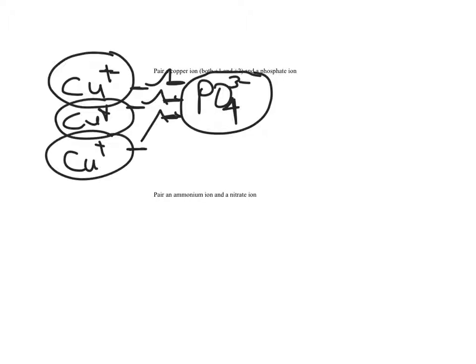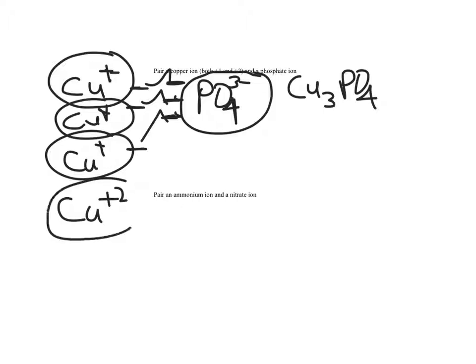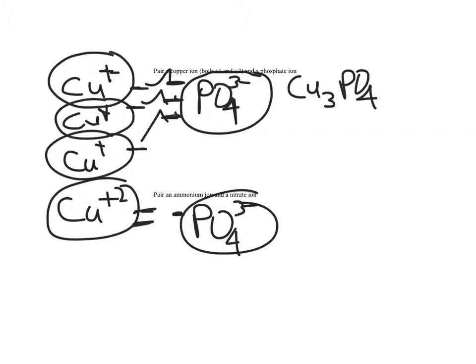So our formula for this is Cu3PO4. Notice that we don't need parentheses around this because there's only one PO4. So Cu3PO4. Now, what if we had our copper 2 plus? Copper plus 2. Now it's got 2 arms. And so we have a PO4 3 minus with 3 arms.